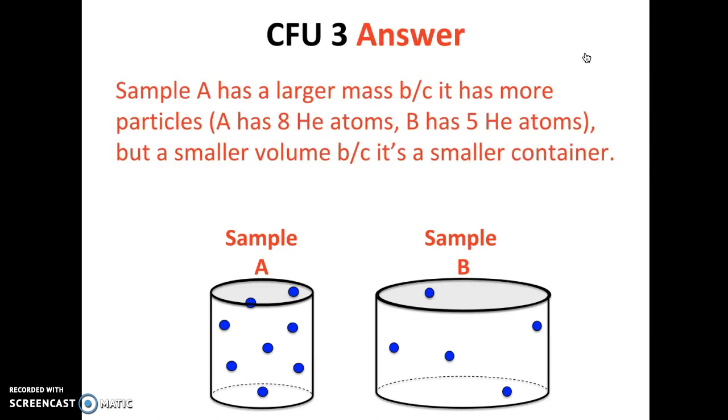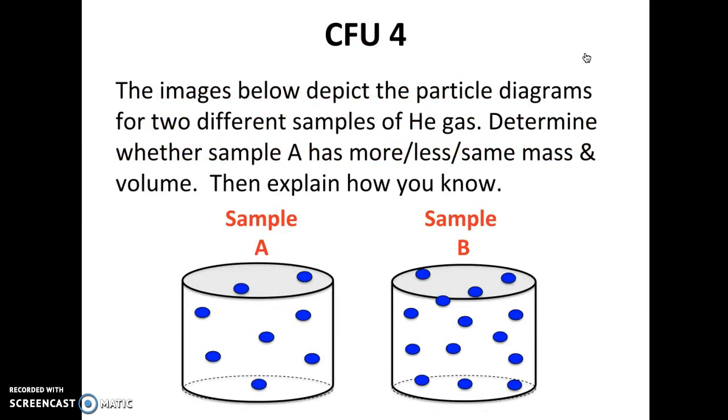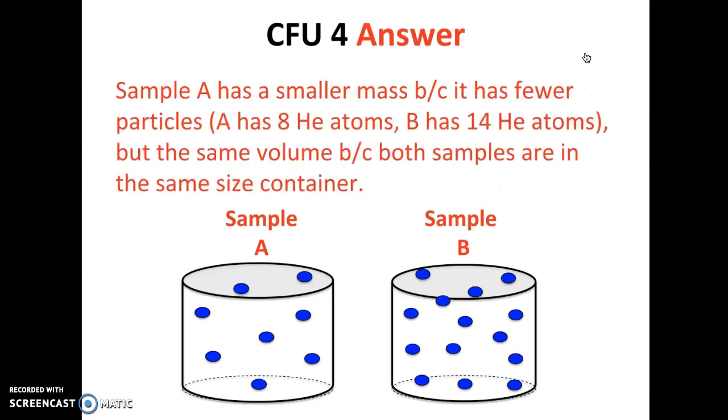So again, sample A this time has more mass because it has more particles, but it has a smaller volume because it's a smaller size container. Last one like this, again, compare them for which one has more or less mass or volume. Okay, in this case, A has a smaller mass because it has fewer particles, but they have the same volume because both containers are the same size.